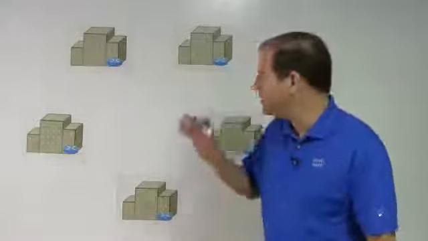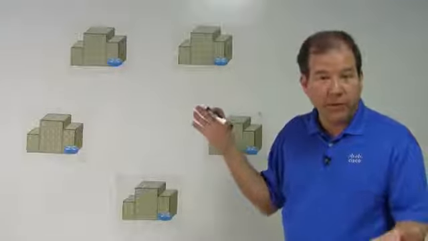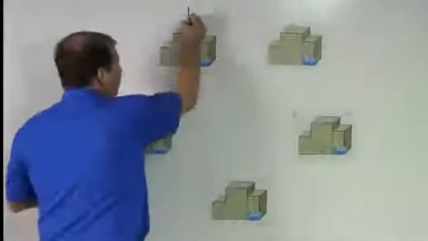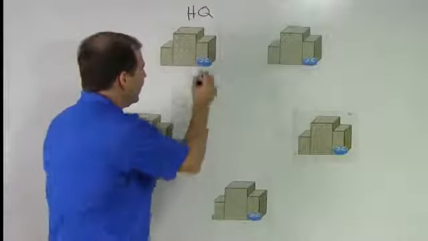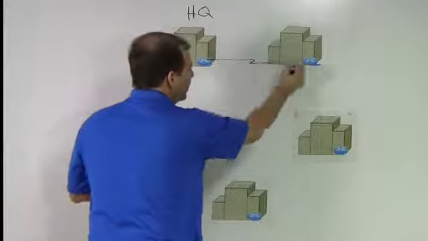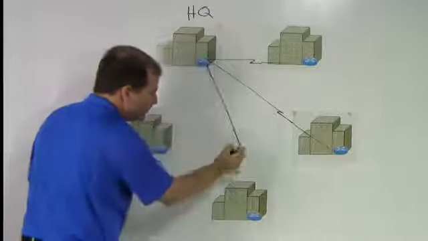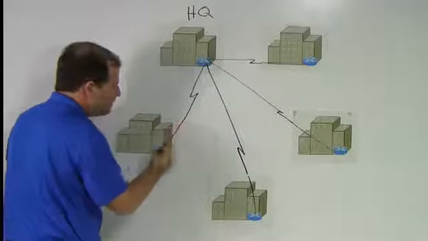Let's say that we wanted to interconnect these 5 different WAN locations. One way of doing that would be having a hub and spoke topology. We could have the HQ site, and the HQ site could have a direct link to every other site. That's a hub and spoke topology.